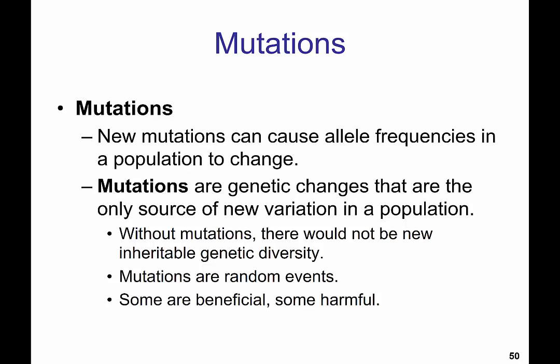Mutations are permanent genetic changes. This is one way that new genes are brought into a population. A sudden, dramatic change in genetic information can lead to alterations in the characteristics of the species. Earlier, when we studied genetics, we looked at different ways that mutations can occur. Without mutations, there would not be new inheritable genetic diversity. Mutations are random events. Some are beneficial and some are harmful.